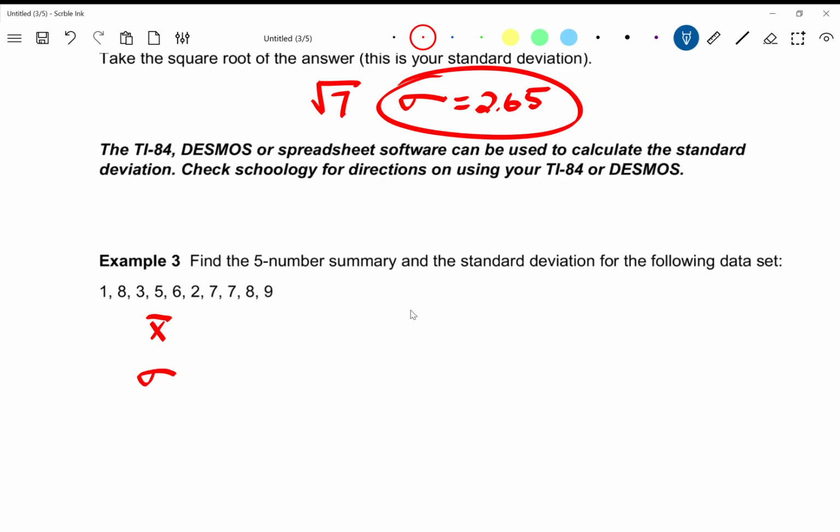Now the last thing I would like you to try to find on your own is a review from yesterday. It's the 5-number summary. That would be the min, first quartile, the median, third quartile, and the max. The numbers we would use to find the box and whisker plot. Okay, pause it and see if you can find those.